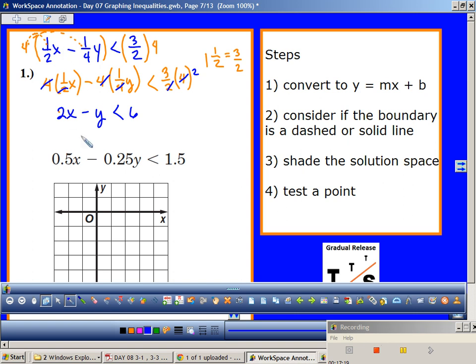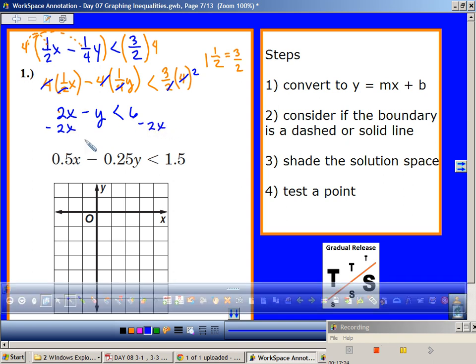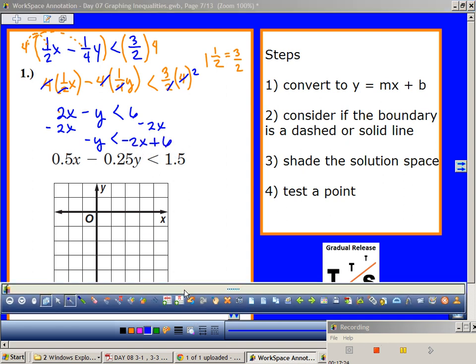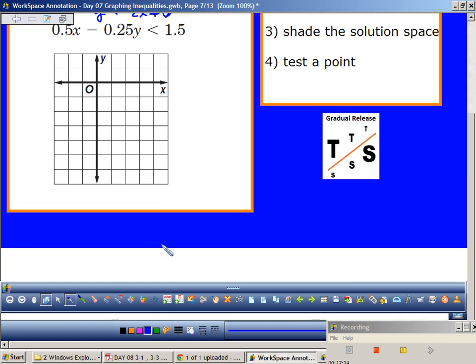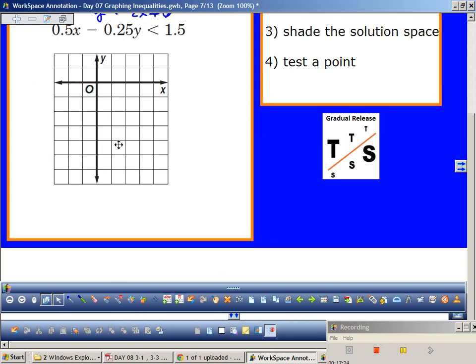Okay, so let's look at this together. So I'm going to move 2x to the other side. When I do that, I get negative y is less than negative 2x plus 6. But most of you should see that that still doesn't put it in slope-intercept form.